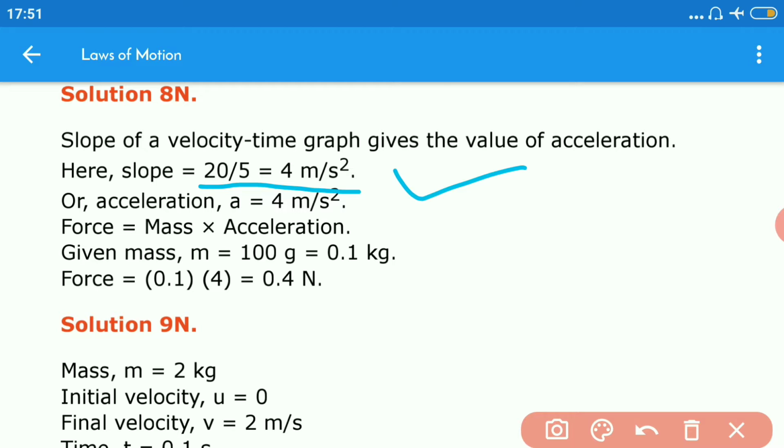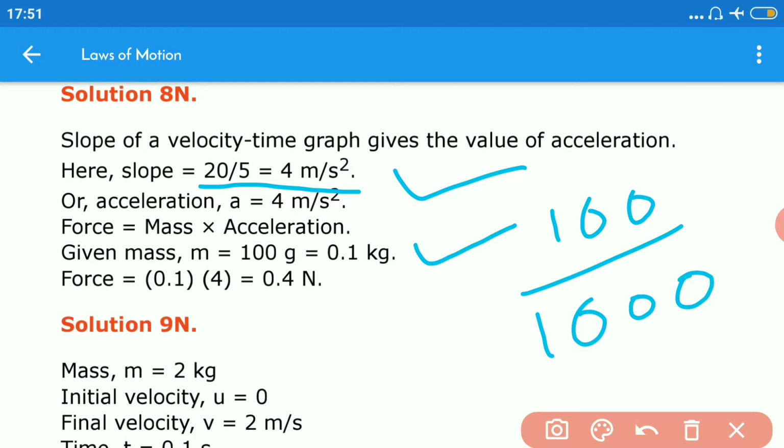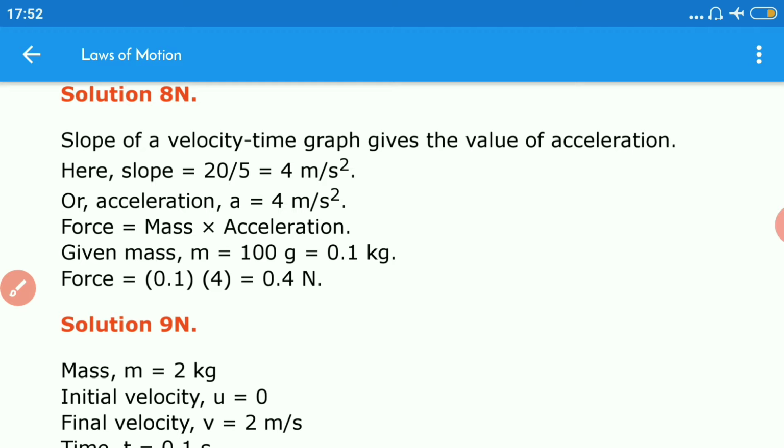Now using the formula for force, which is mass into acceleration, given mass is 100 gram, that means 0.1 kg. I hope you understood this. This comes because 100 upon 1000. We are converting gram into kilogram. Now force will be equal to 0.1 multiplied by 4, which gives me 0.4 Newton. This is how we are supposed to do number 8. Now we can go to the next question, which is question number 9.